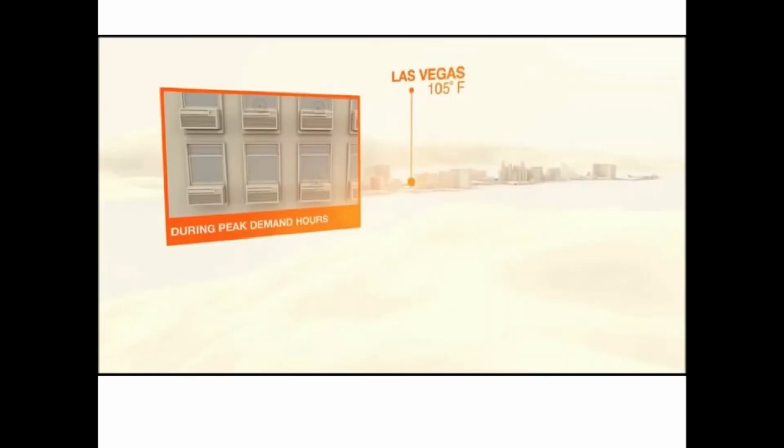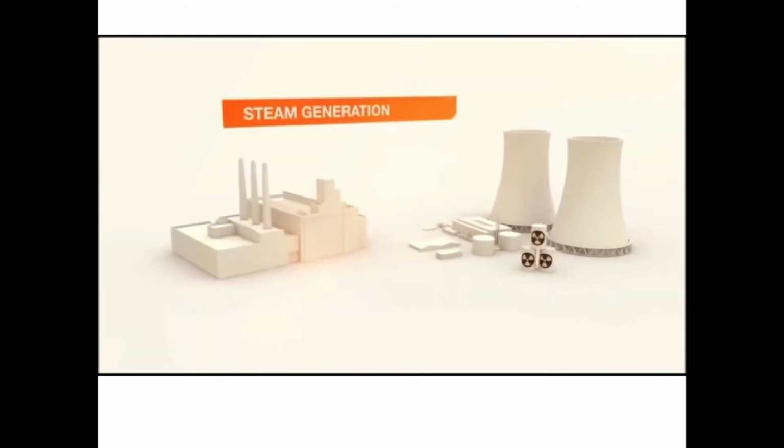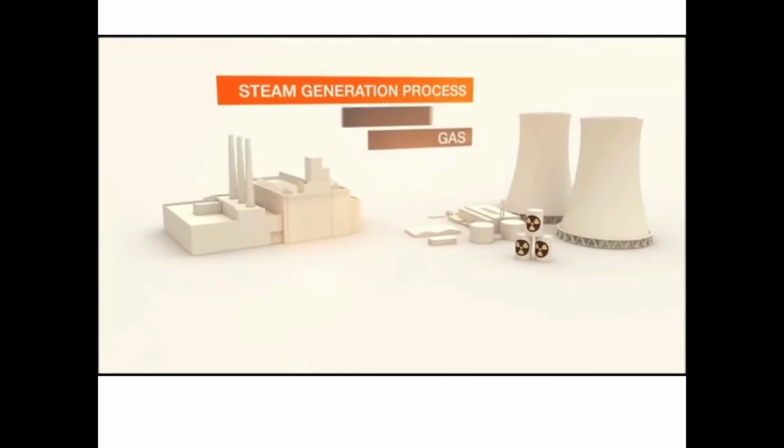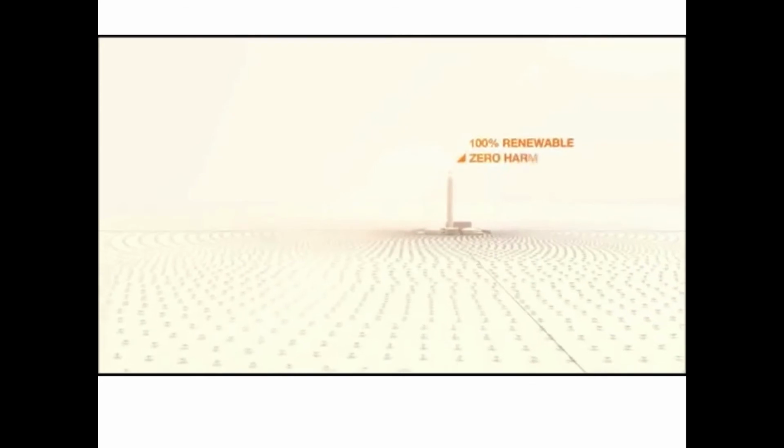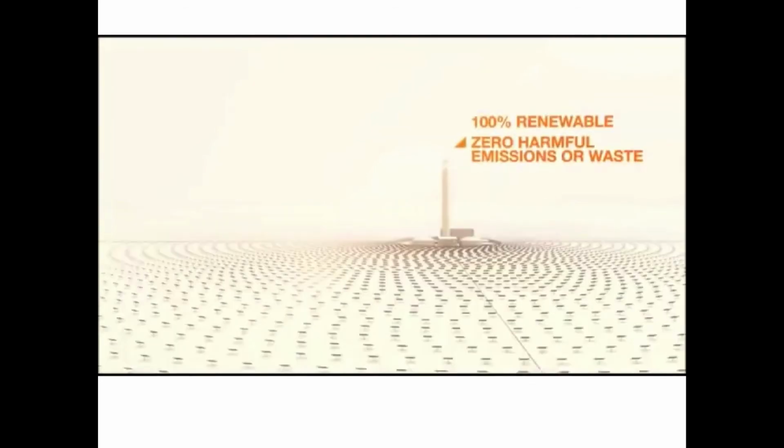The steam generation process is identical to the process used in conventional gas, coal, or nuclear power plants, except that it is 100% renewable with zero harmful emissions or waste. These plants provide on-demand, reliable electricity from a renewable source, the sun, even after dark.